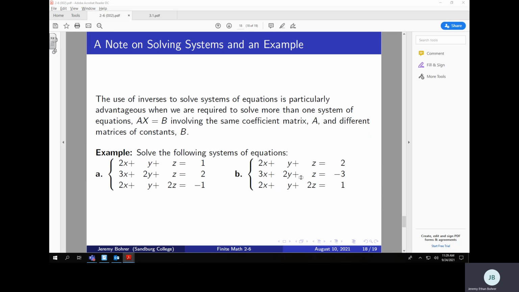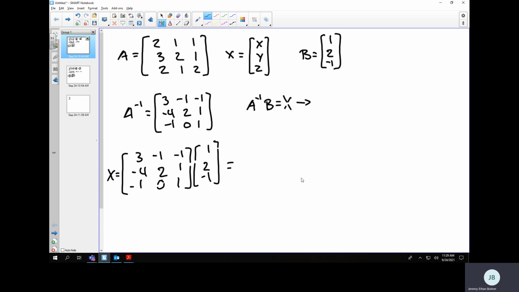So we've already found the inverse matrix of this. And if we can write A times X equals B, which is how this works, then A inverse B equals X. And we know that A inverse is 3, -1, -1, -4, 2, 1, -1, 0, 1. So if we multiply 3, -1, -1, -4, 2, 1, -1, 0, 1 by 1, 2, -1, we will get X. And we get that this way.